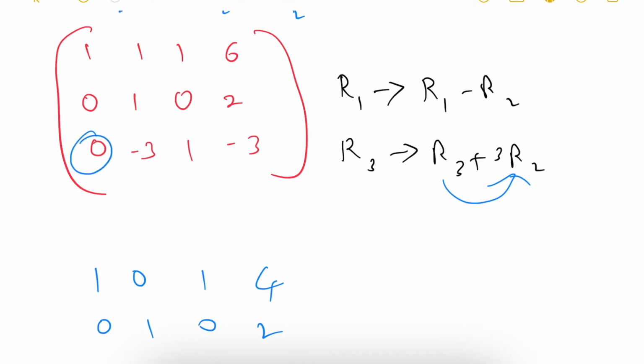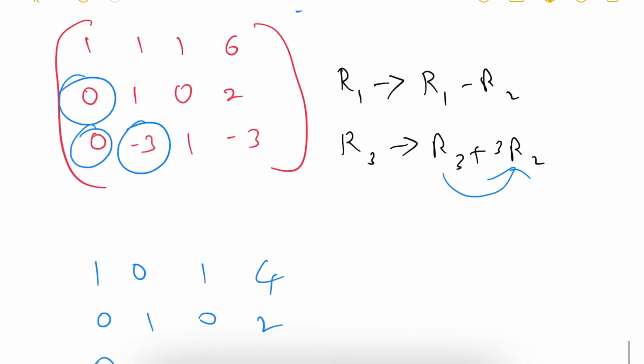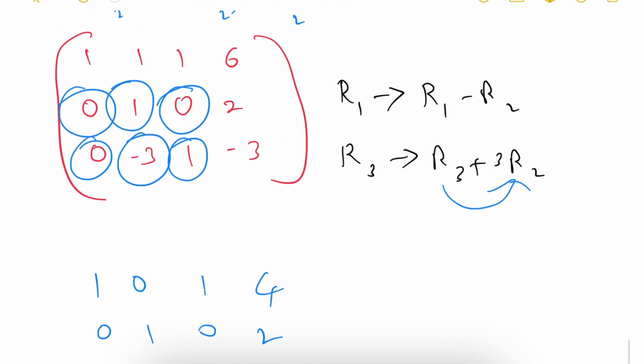So 0 plus 3 times 0, 0 only again. Next, this is minus 3, this will become 3 into 1, 3. Minus 3 plus 3, again 0 only. Next, this is 1 plus 3 into 0, so this will become 1 only again. Next, this is minus 3, this is 3 times 6, minus 3 plus 6, it is plus 3. So we get 1 0 1 4, 0 1 0 2, 0 0 1 3.